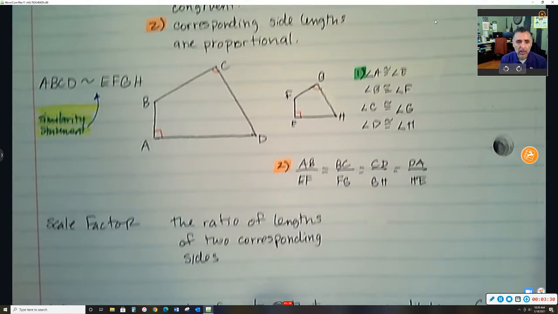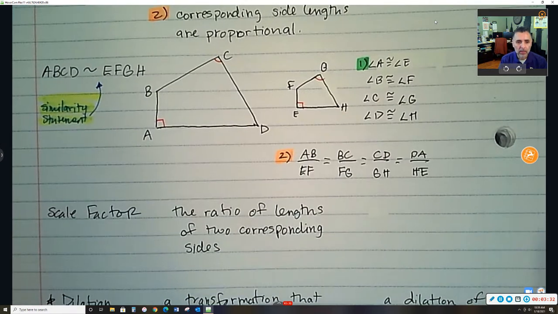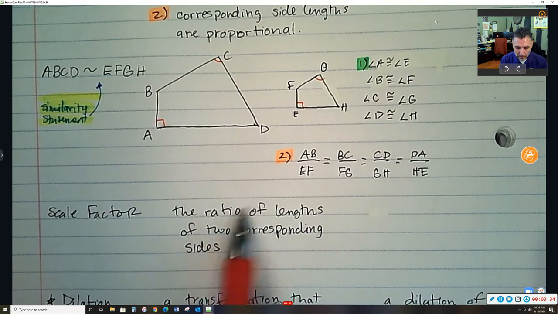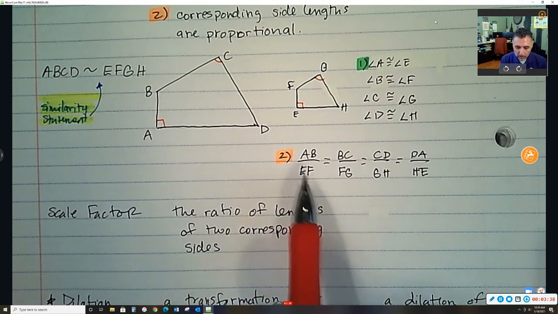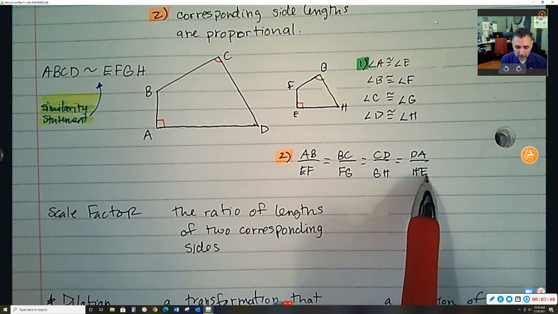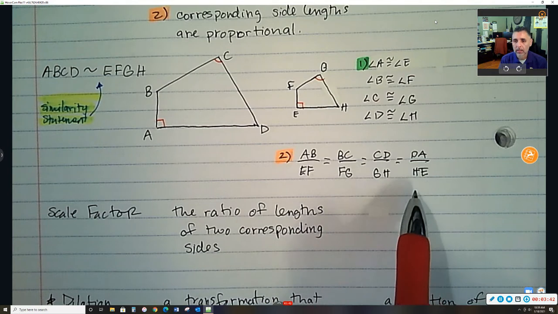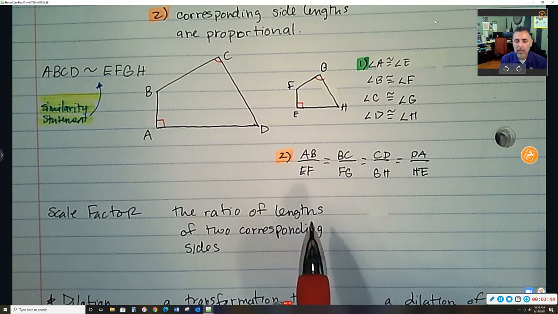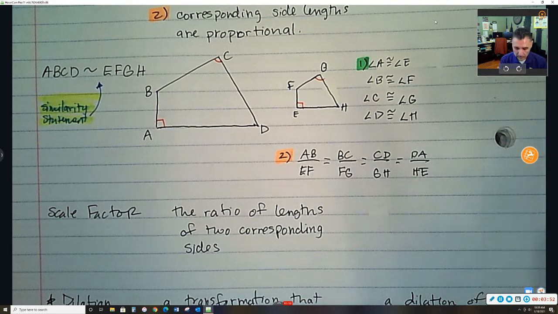And then the scale factor is the ratio of lengths of two corresponding side lengths. So any one of these could be the scale factor. It kind of tells us how big something is, or what number we multiply to get it bigger or smaller. We'll have an example of that later.